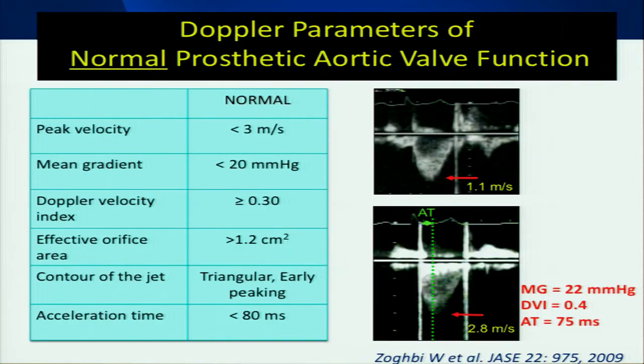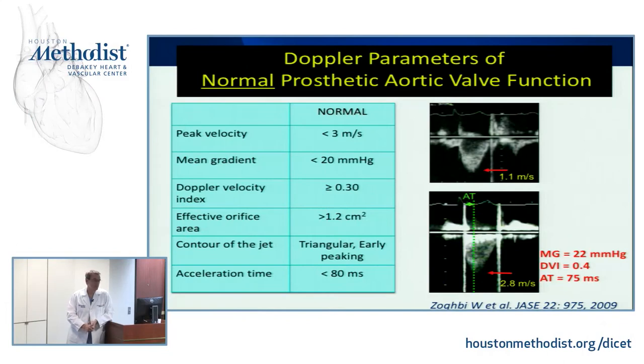Okay, so a rough rule of thumb, again, this all assumes a normal stroke volume and normal ejection fraction, because these are flow-dependent measures. If your peak velocity is less than 3, mean gradient is less than 20. Less than 20 is already outdated. Less than 20 applies for a mechanical valve or most older generation surgical valves.